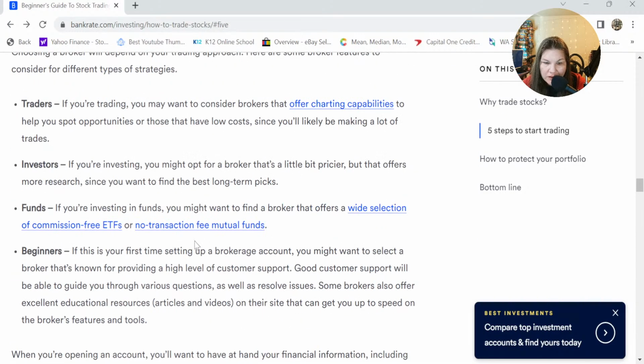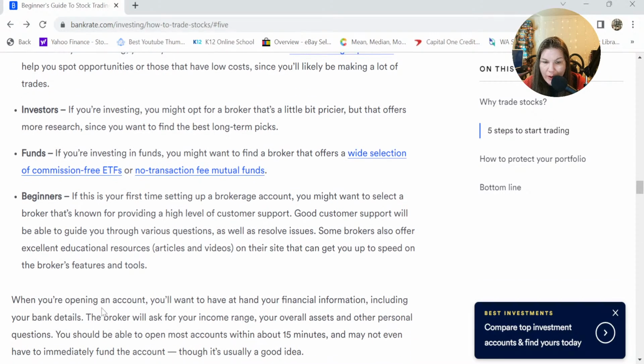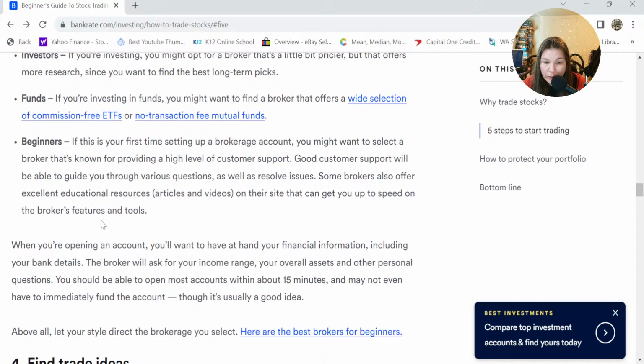Okay. So beginners, if this is your first time setting up a brokerage account, that's us, guys. You might want to select a broker that's known for providing a high level of customer support, because you're going to need help. Good customer support will be able to guide you through various questions as well as resolve issues. Some brokers also offer excellent educational resources on their site that can get you up to speed on the broker's features and tools.